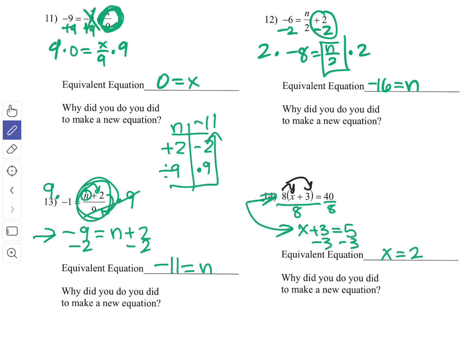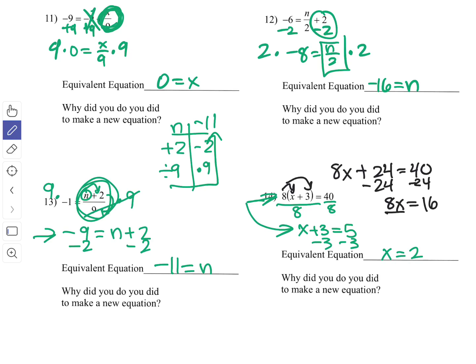Okay, right here, the main thing to mention, if you look at number 14, okay, there's two ways you could solve it. You could start by dividing the whole thing by 8 because it's multiplied on the left side by 8. And then you would subtract by 3, giving you 3 equivalent equations there.